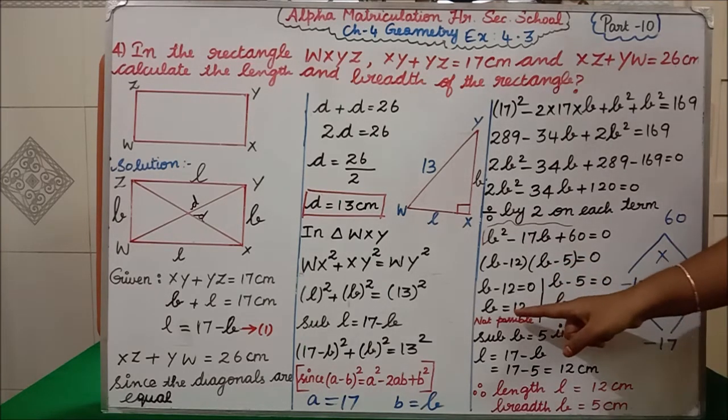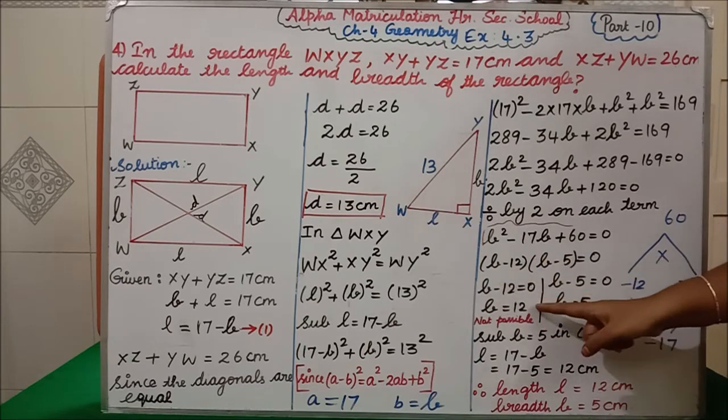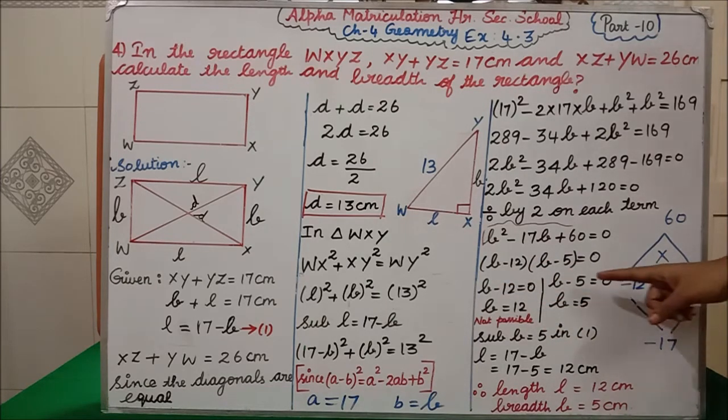Clear? B is equal to, this 12 if it comes this side, positive 12. If this 5 comes this side, positive 5. Okay, I am writing B equal to 12 is not possible. Wait, I'll explain why I am not taking 12 later. Now keep that aside. Now we'll see B equal to 5.